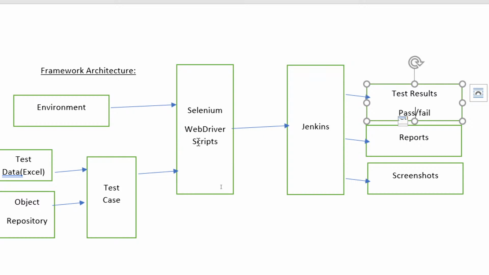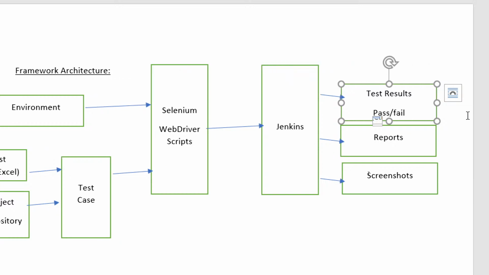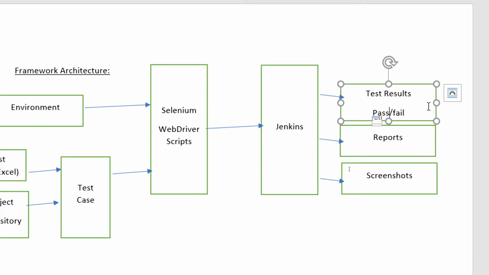Once everything is done, after scripting the test cases, we execute our scripts using Jenkins, which is a continuous integration tool, based upon the time or priority and upon the test case scenarios. Once that execution is completed, the results will be stored in the test results folder: how many test cases passed, how many test cases failed.